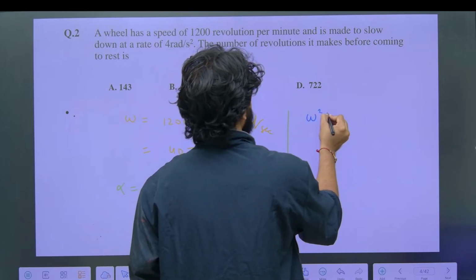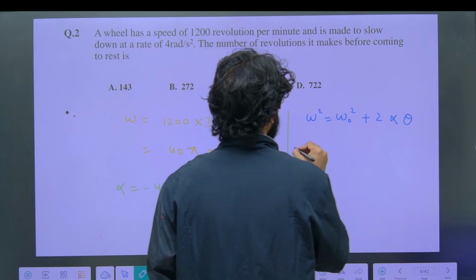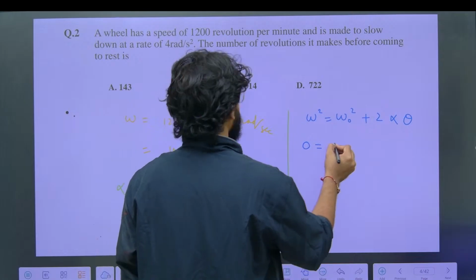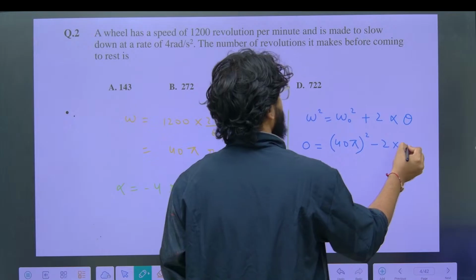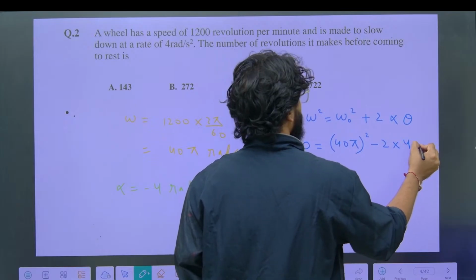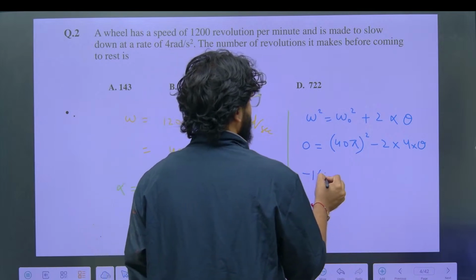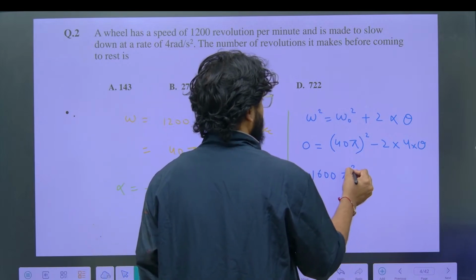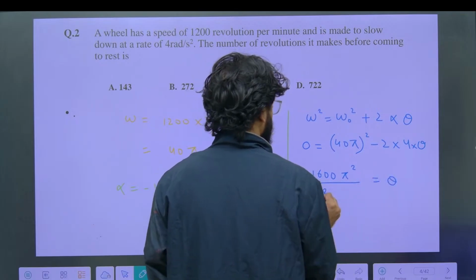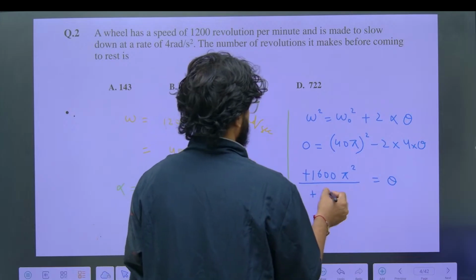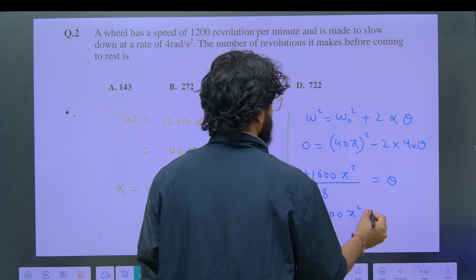Omega square equals omega naught square plus 2 alpha theta. Finally it is 0. Initially it is (40 pi) square minus 2 into 4 into theta. Correct? So the answer here will be negative 1600 pi square upon negative 8. So this will become plus. It will be 200 pi square is theta.